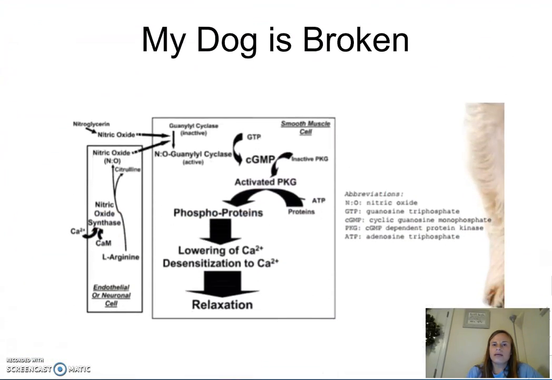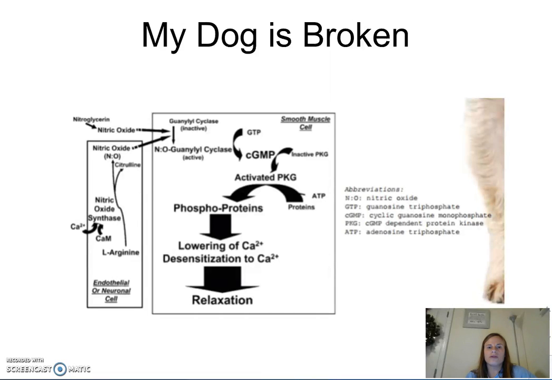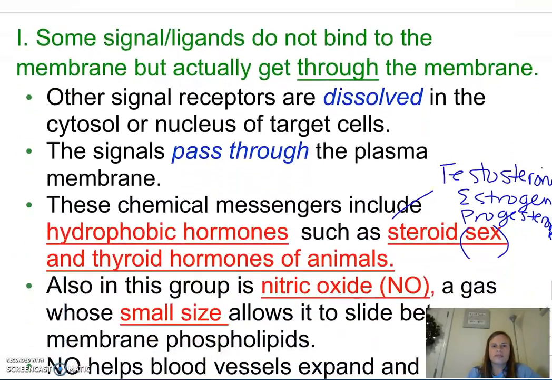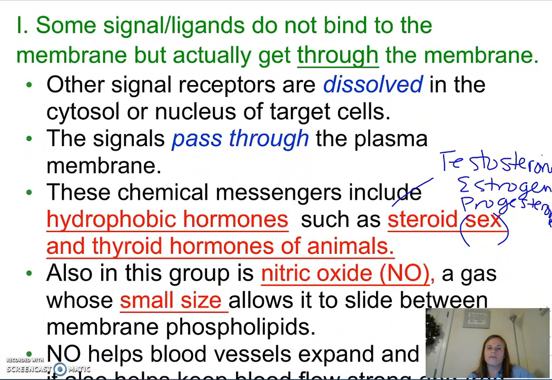When we did the my dog is broken example, we looked at nitric oxide. Nitric oxide is a small, non-polar molecule, so it doesn't require a receptor in order to move into the cell's cytosol. So some signals, some ligands don't bind to the membrane, but they're actually able to get through the membrane. Other signal receptors get dissolved in the cytosol or the nucleus of the target cells. These signals pass through the plasma membrane.